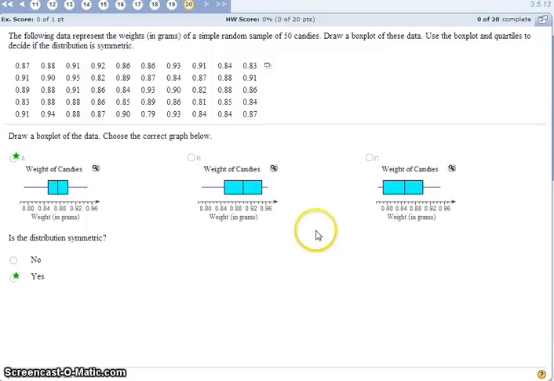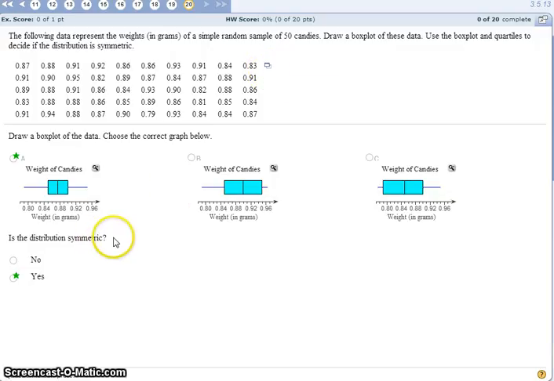For number 20, you want to do the same thing we just did for 19. Find that 5-number summary and then see which box plot lines up with the minimum value, the maximum value, and then Q1, Q2, and Q3 based on that 5-number summary you get from StatCrunch. So do it in StatCrunch again.